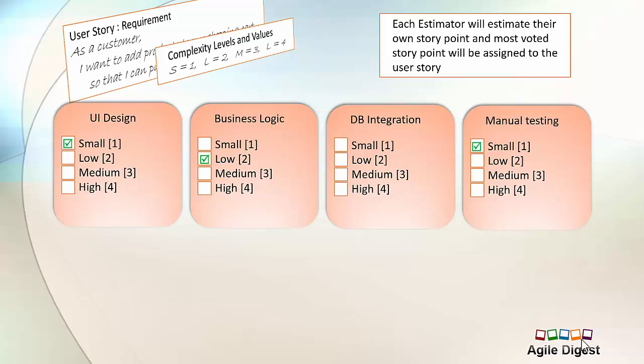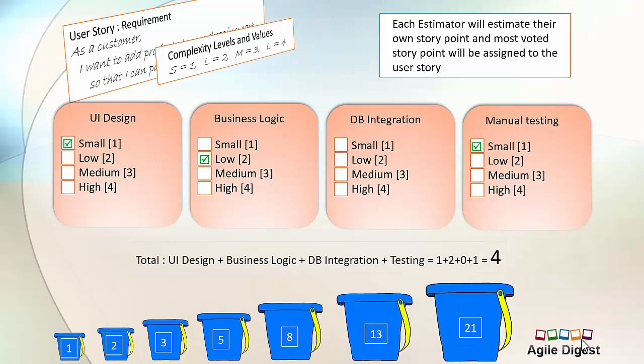Now, over here, we can see we have selected UI design as one, business logic as two, database integration as zero, and manual testing as one. The calculation will say we have calculated, and as we are using the addition method, the total is coming to four. This four does not fall into the Fibonacci series. Our Fibonacci series is 1, 2, 3, 5, 8, 13, 21. So where will it fit in? It will fit in closer to the next Fibonacci number, which is 5, because it falls between 3 and 5. So for this particular story, the person who is estimating can estimate it as a 5 story point.